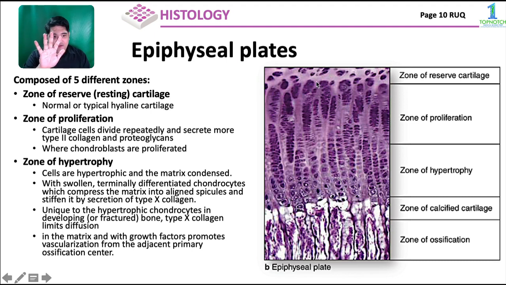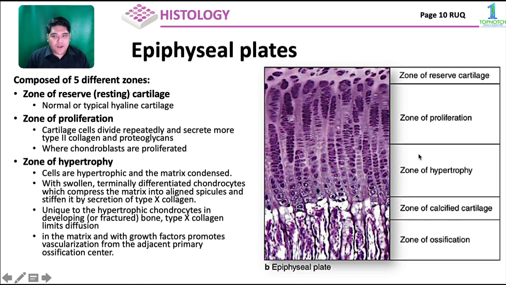It has 5 different zones. Okay, of course, the beginning is always the zone of reserve or resting cartilage. Usually, you have a normal or typical hyaline cartilage. And then those will multiply, so it's called the zone of proliferation. Of course, there is a lot of cartilage here, type 2 collagen. Okay? where your chondroblasts are proliferating. That's why it's the zone of proliferation.